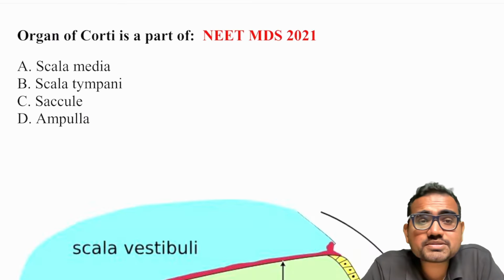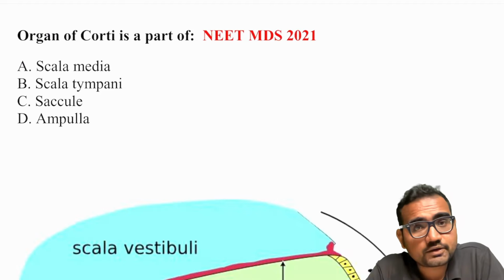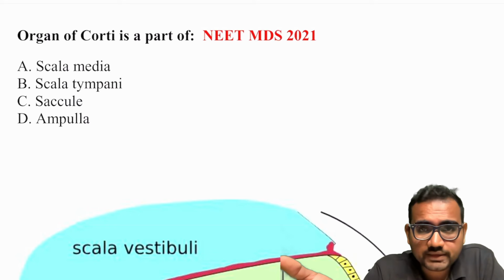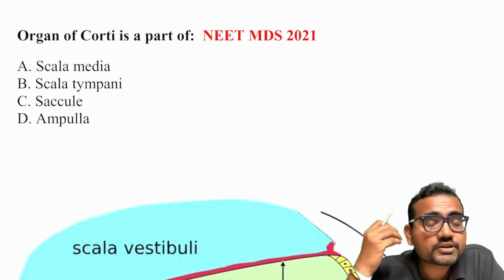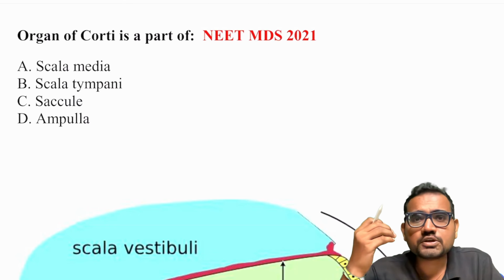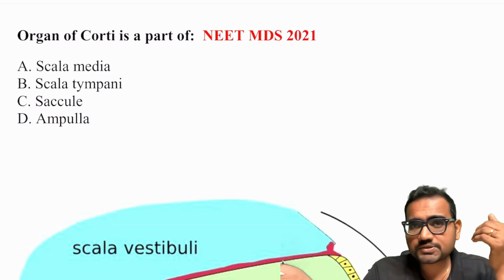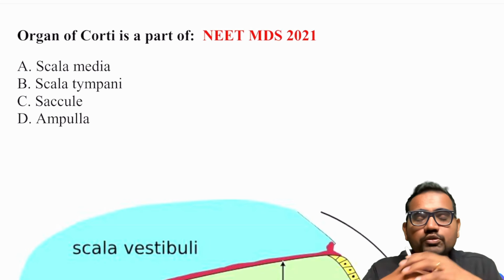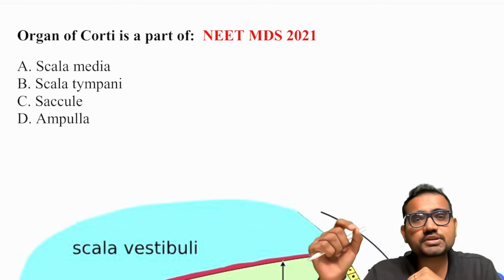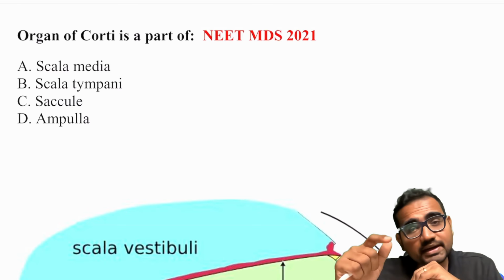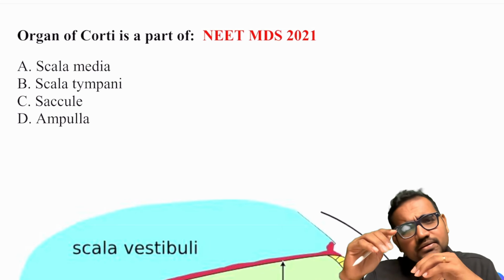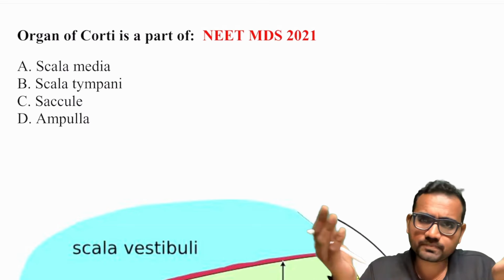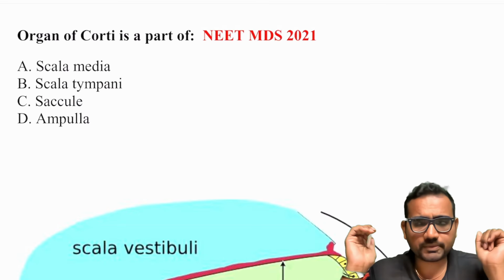The first question is: the organ of Corti is a part of. We all know that whatever we hear is initially received in the form of vibrations. A person speaks, and the vibration is received by the external auditory canal. It moves into the middle ear, reaches the malleus, incus, and stapes, and later it is pushed to the inner ear, and through the cochlear nerve it reaches the brain and is perceived as sound. This is the normal mechanism.